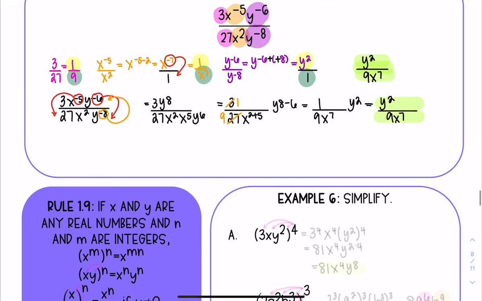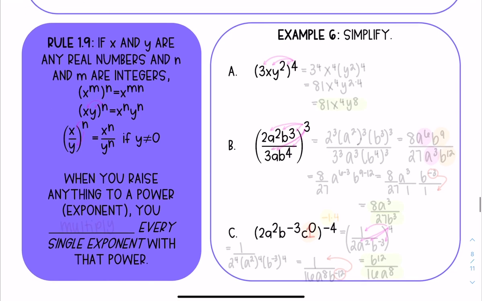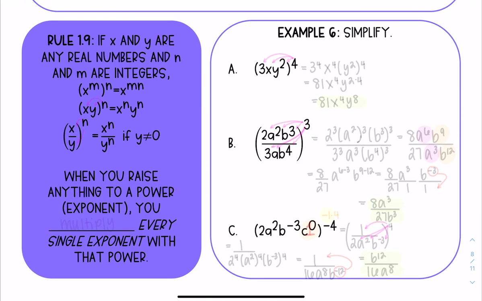Rule 1.9 says that if x and y are any real numbers and n and m are integers, then x to the m raised to the n is just x to the m times n. If we have xy raised to the n, then that means that x gets the n power and so does y, so we distribute it to both pieces. And if I have a fraction x over y raised to the n, then we distribute it to both pieces as well, and we get x to the n over y to the n, if y is not equal to 0.